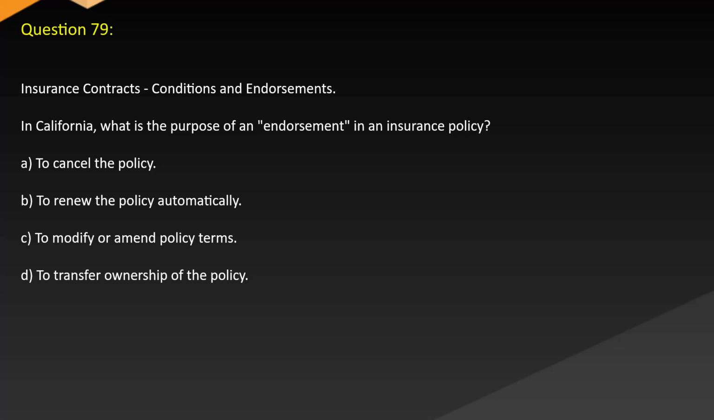Insurance contracts, conditions and endorsements. In California, what is the purpose of an endorsement in an insurance policy? A. To cancel the policy. B. To renew the policy automatically. C. To modify or amend policy terms. D. To transfer ownership of the policy.